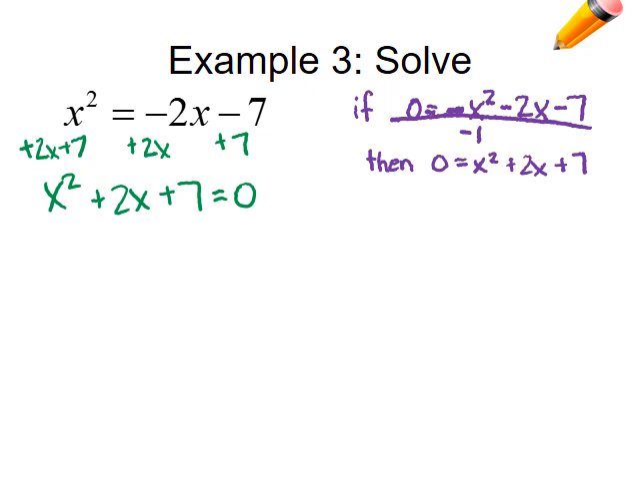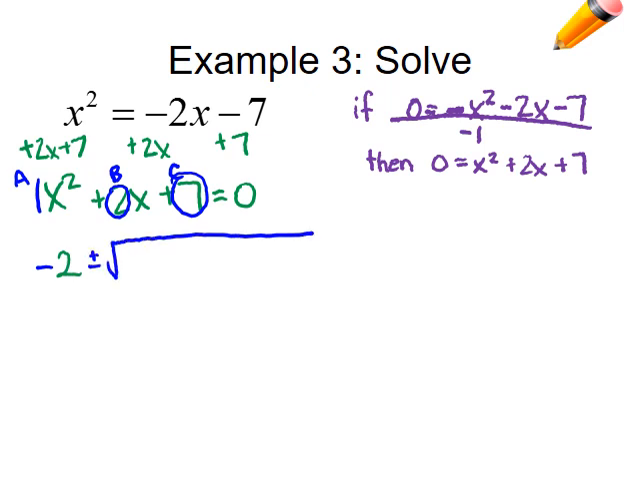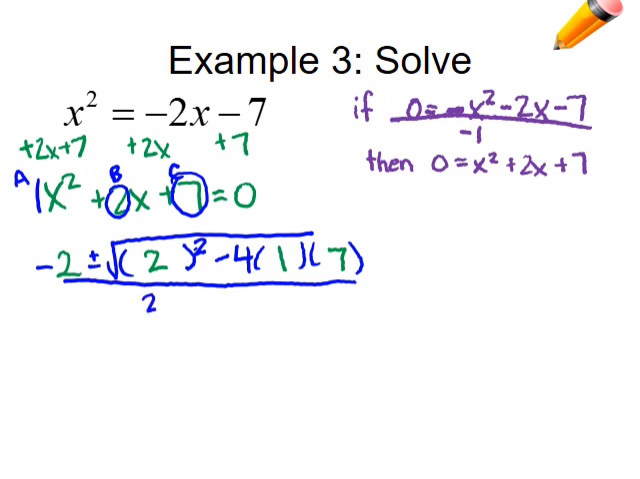All right, let's continue by identifying our A value, which is 1, our B value is 2, and our C value is 7. Let's plug it into our formula. Negative B plus or minus the square root of b squared minus 4 times a times c, all over 2 times a.